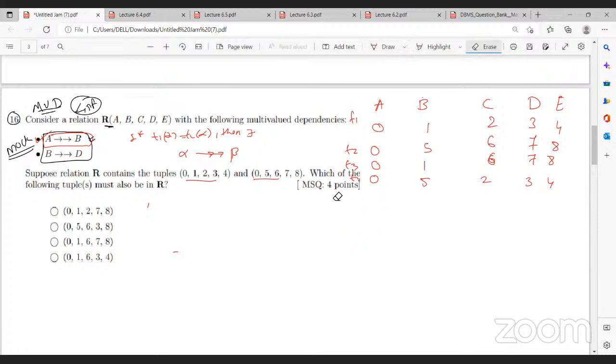So now in order to satisfy this MVD, B multi-determine D, what is my condition? If there exist two tuples such that T1 alpha equals T2 alpha, then those four conditions must exist, right? So in this case, I have two alpha values, that is 1 and 5.